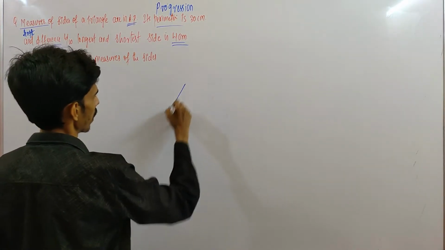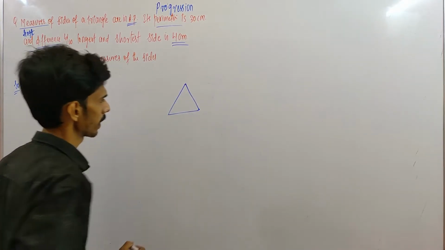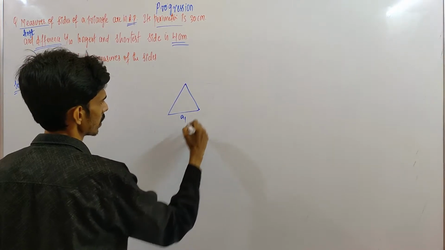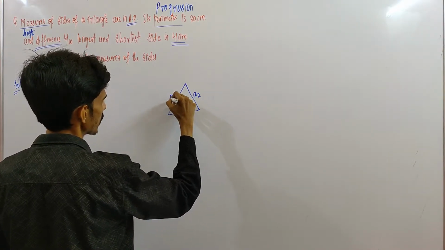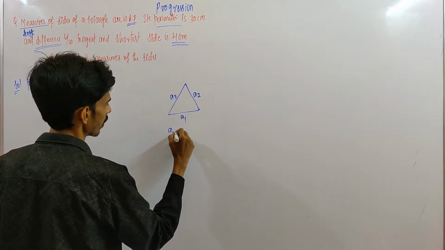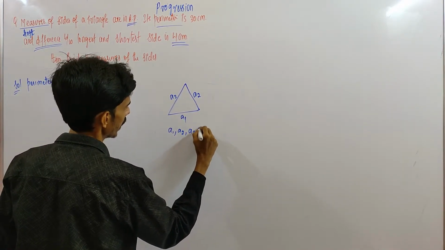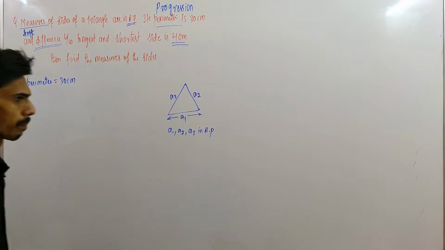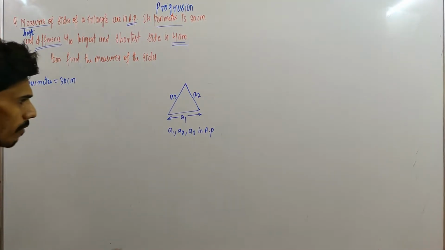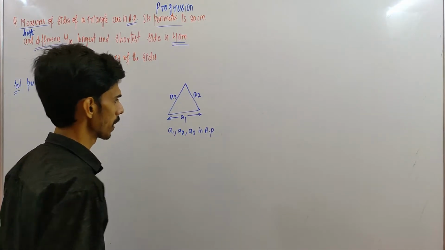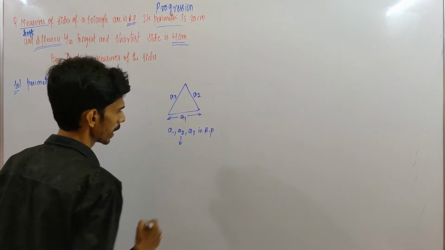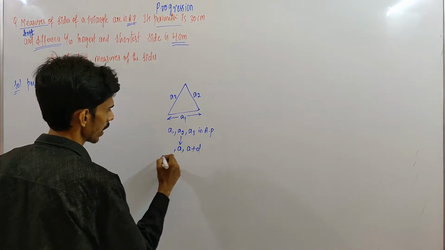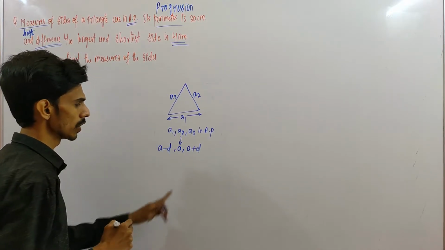Okay. We have a triangle. Let us take this is the shortest A1, A2 and the longest is A3. We have A1, A2, A3 in arithmetic progression. Now whenever we have 3 terms in arithmetic progression, we usually take the middle one as A. The next term will be A plus D and the first will be A minus D.